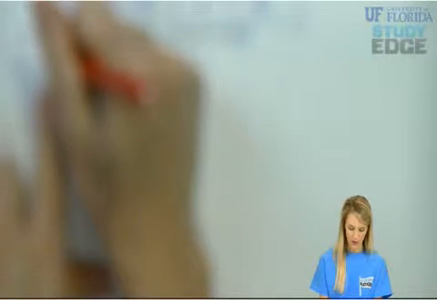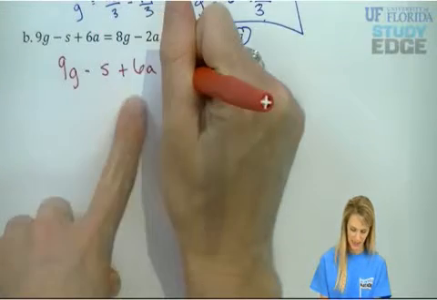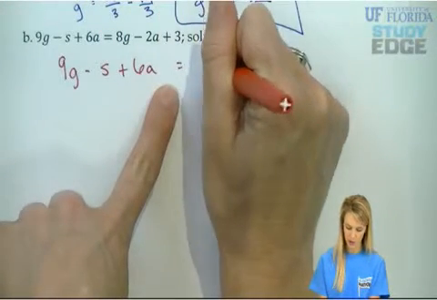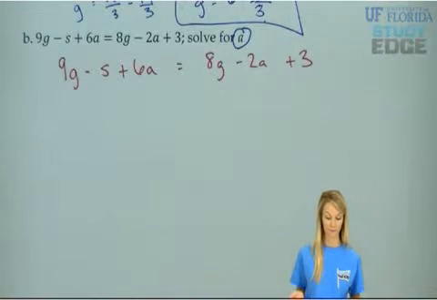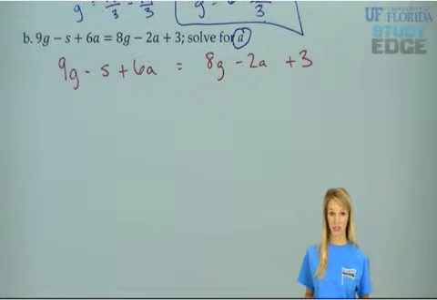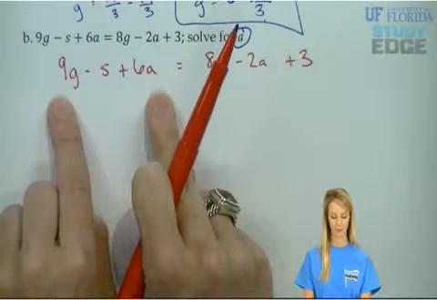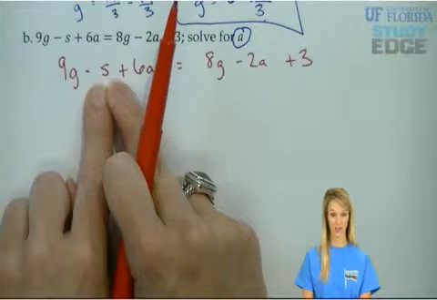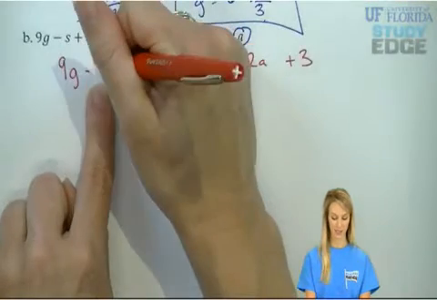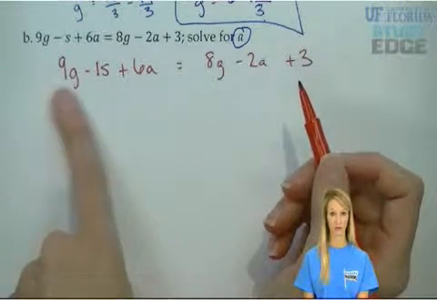Well, let's see. I'm going to rewrite this equation. 9G minus S plus 6A is equal to 8G minus 2A plus 3. Okay, well, can I combine like terms? I look at the left side of my equal sign. Are there any terms I can combine? Well, here we have 9 G's. Here we have a minus 1S. Remember, minus S is really just saying you have negative 1S, plus 6A. You can't combine those. They're different terms.